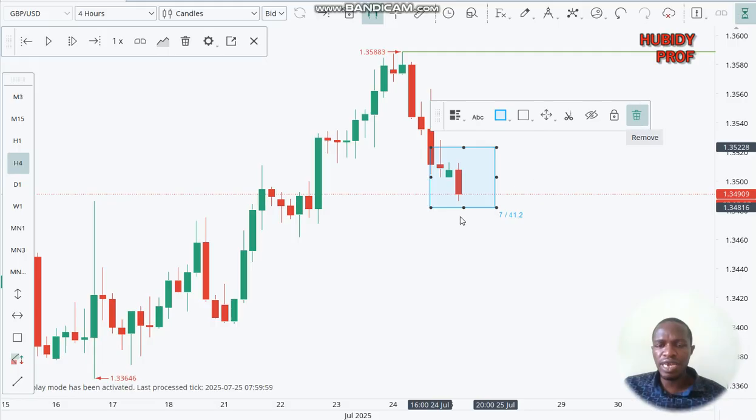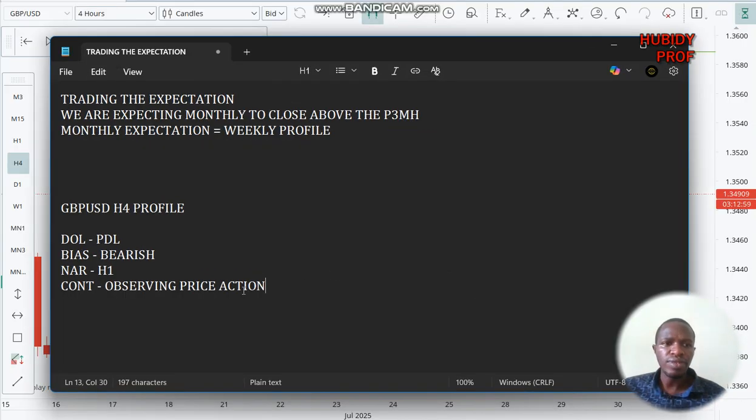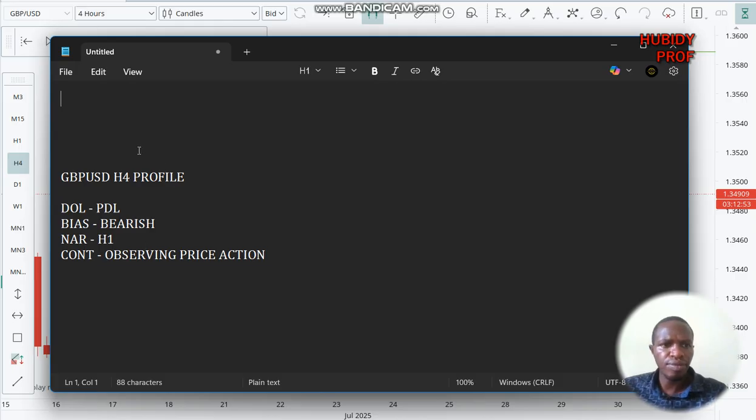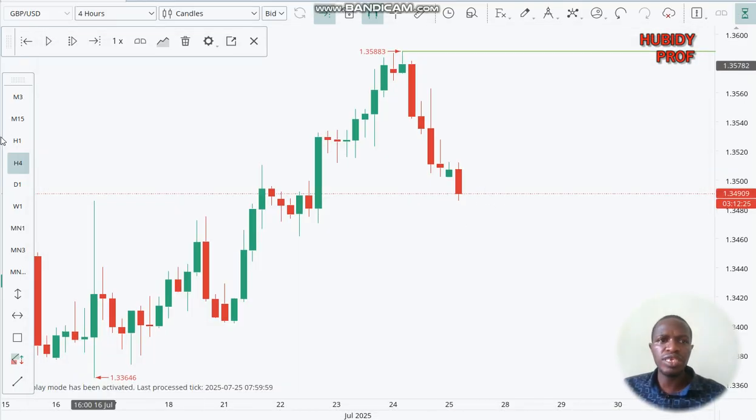So with this in mind, we already had a profile to trade, which is called the H4 profile. So how do we trade the H4 profile? We have our drawn liquidity as the previous daily low. Our bias is actually bearish. Then our narrative is H1. In our narrative, we mark the PDRAs, which include either the fair value gap and the previous candle low or previous candle high. So in this case, we switch to our H1.